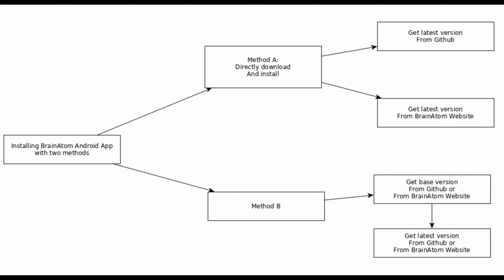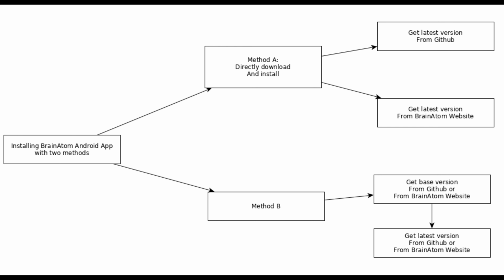As you can see in the diagram, there are two methods you can use to install the app. The first method is intuitive and direct. You could go to the website of BrainAtom or GitHub of BrainAtom to download the latest version of the APK. Then you install the APK directly. There will be a warning if you are using Android 12+. In case you encounter this kind of warning, you could choose to ignore it and install anyway.